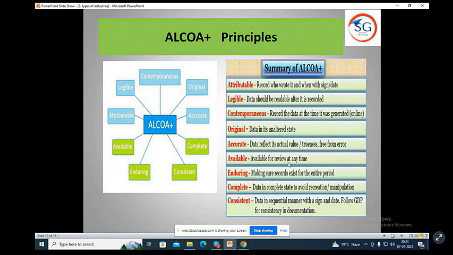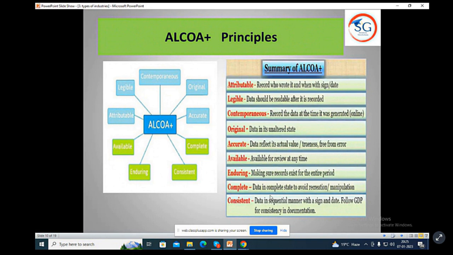Next, we will talk about the plus principles. The first one is available. Until the product is expired, the batch document should be available for review by anyone at any time. Next is enduring. Enduring means you should ensure that all the records are existing in the plant and available for review, or if any auditor asks, for its entire period. Entire period means until the expiry of the product.